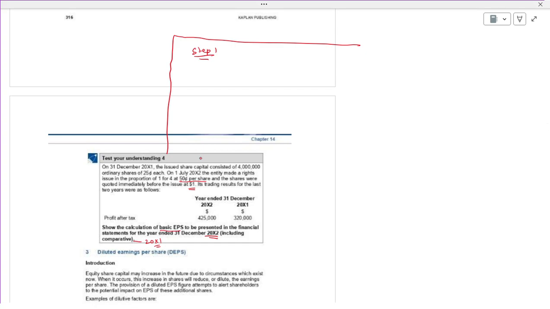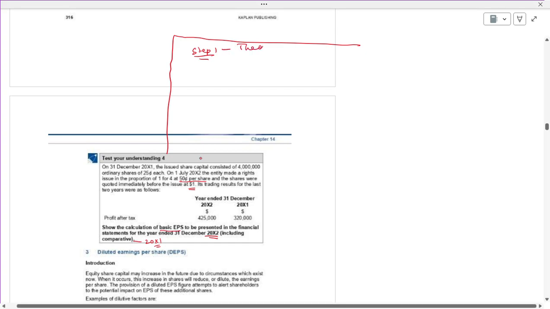In step 1, what do you have to do? We have to calculate the theoretical ex-rights price, TERP. Any doubt, stop me, okay? The first column is particulars, the second is the number of shares, the third is the price, and the fourth is the value.